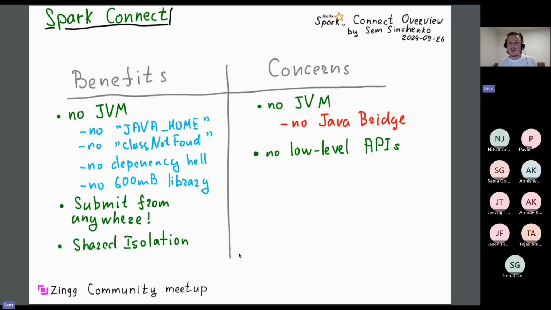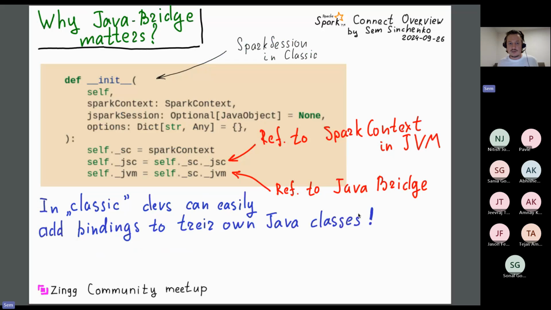It's a really hard story. But another big concern is that there is no JVM. And it may be controversial, because it's a benefit and a concern at the same moment. The problem with no JVM is that there is no Java bridge. Let's talk a little about why it is important.